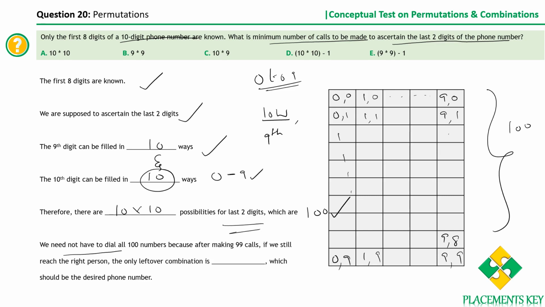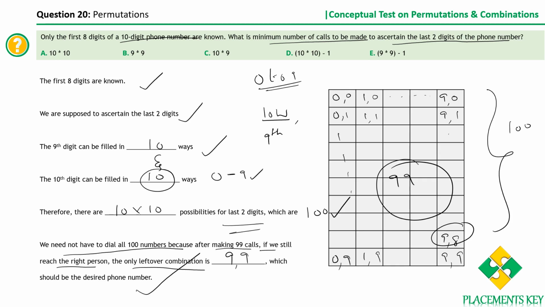The answer is we need not dial all 100 numbers, because after making 99 calls, if we assume that we didn't reach the right person, we know that the only leftover combination is 9 comma 9, right? We have dialed totally 99 possibilities till 9 comma 8, and we still didn't reach the right person. So we can be sure that the number ending in 99 should be the desired number, isn't it?